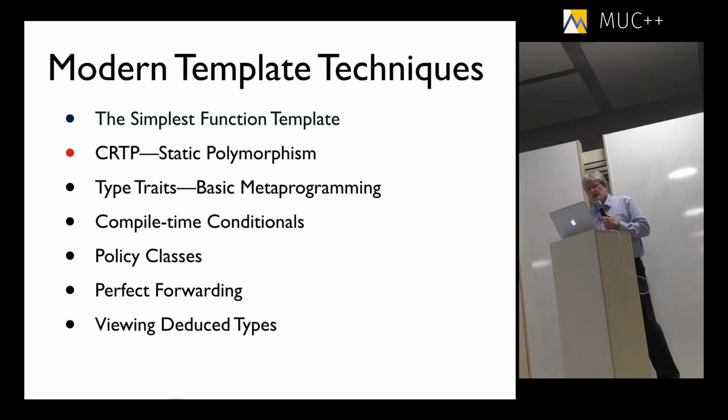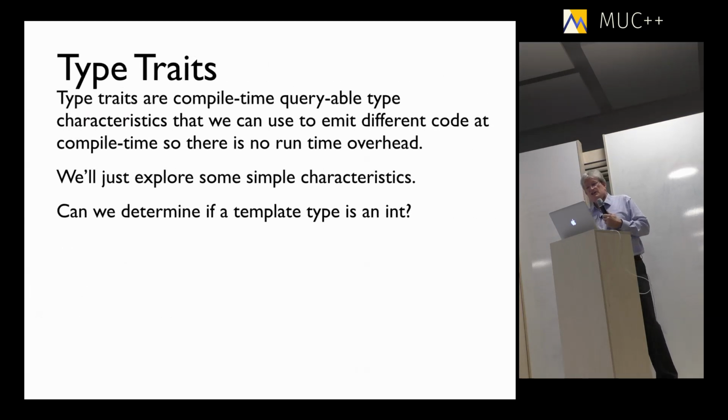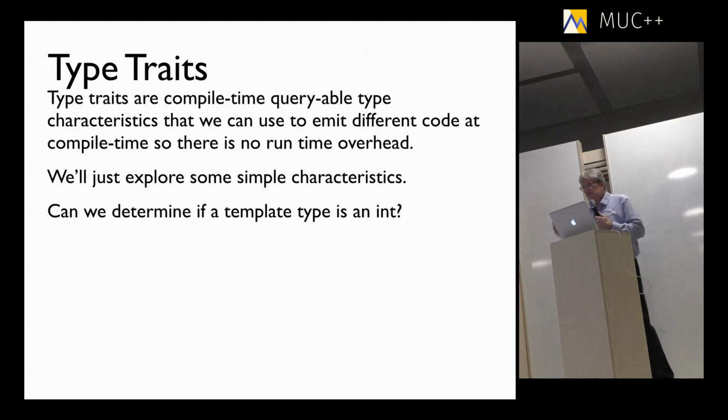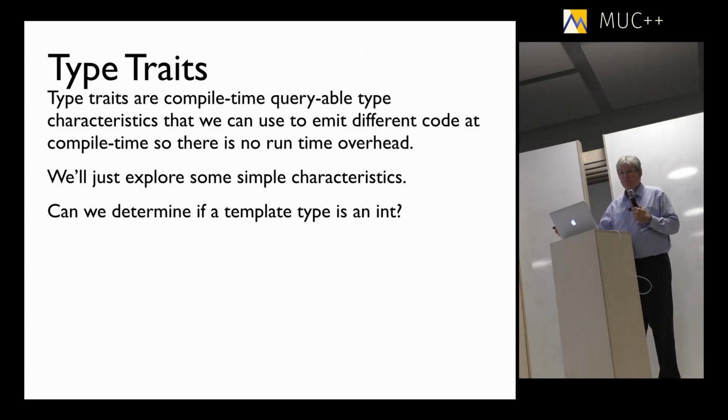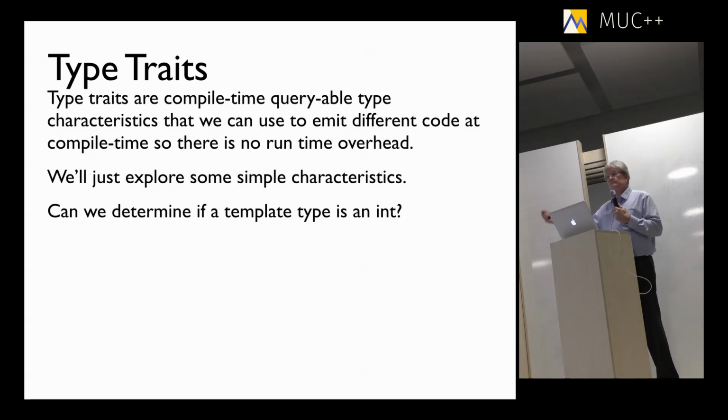All right. So now we're going to start to get into the basis of metaprogramming with type traits. Type traits are attributes of types that we can query at compile time to make possible decisions about how we want to implement things. So how can we determine if a template type is an int?